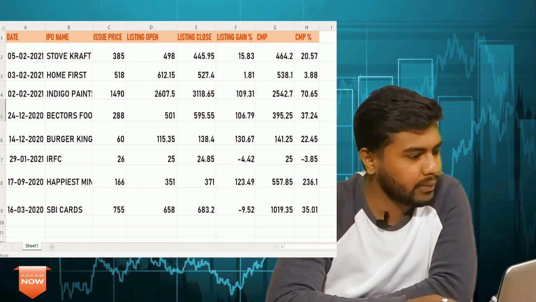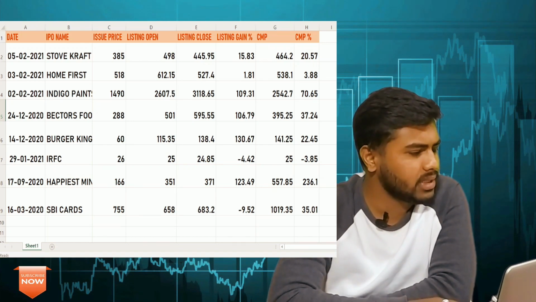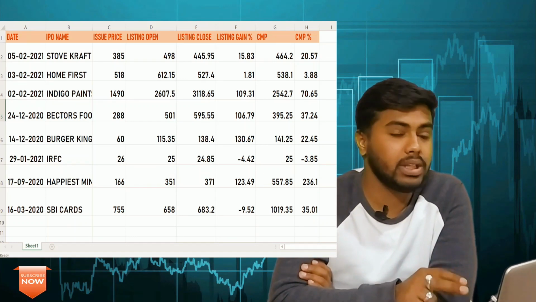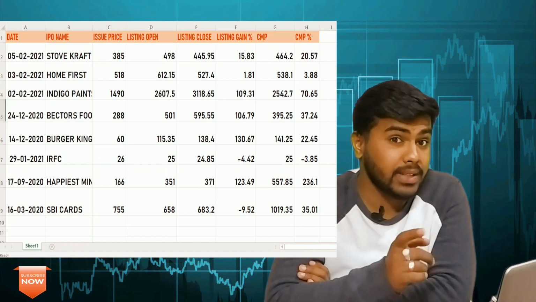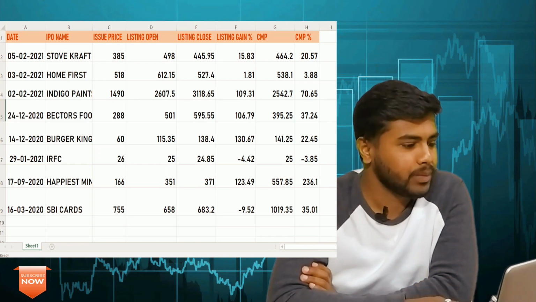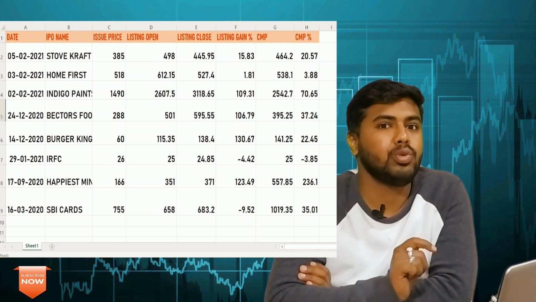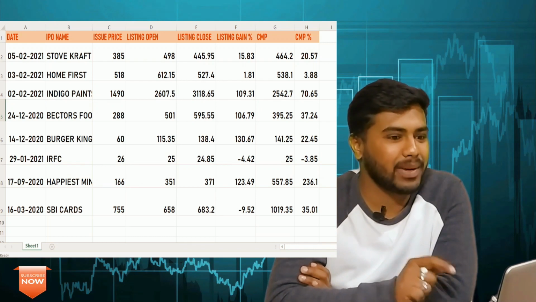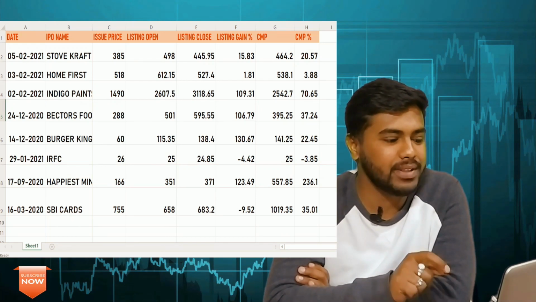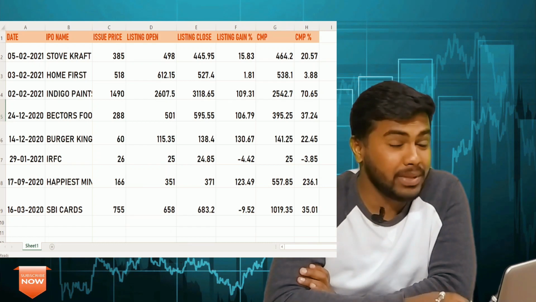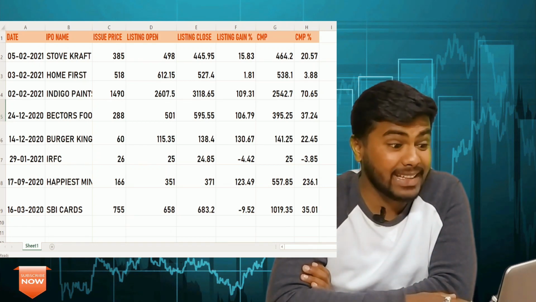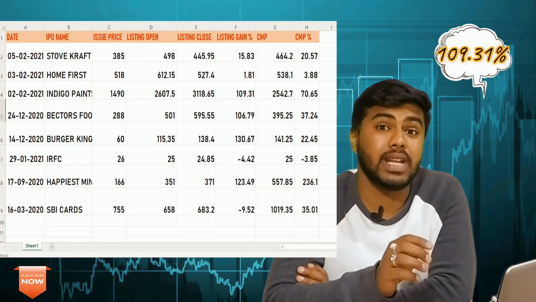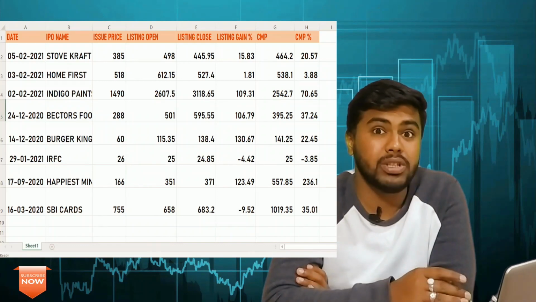One of the most successful IPOs, our recent IPO, is Indigo Paint, which was issued on 2nd February 2021. The issue price was 1490, but the listing price was 2607.50, and the listing closing price was 3118.65. We need to carefully look at the listing gain percentage. It is 109.31% above the price at which it was issued.